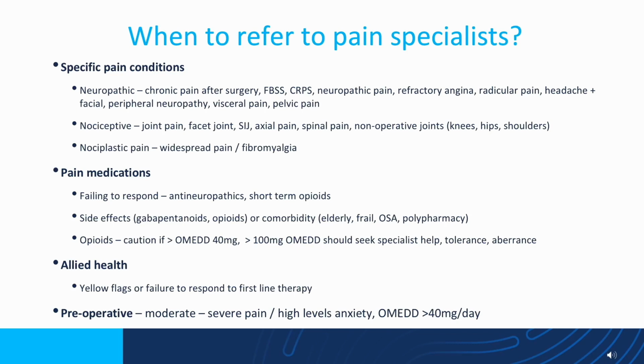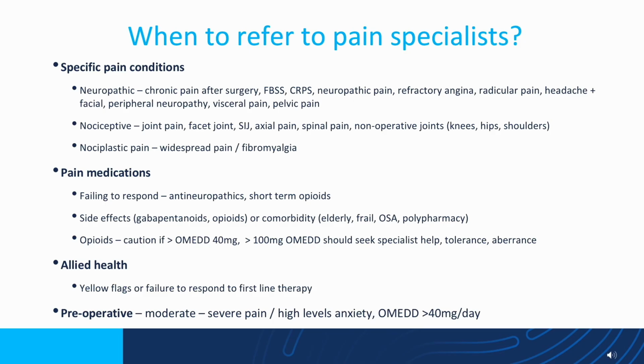Pain medications, you're going to start patients on pain medication, we'll discuss at another point, but if they're not responding to first-line therapies, think about a pain specialist. If they're getting side effects from medications, think about a pain specialist. If they have significant medical comorbidity, think about a pain specialist. Opioids, big discussion. We'll have it at another point. But caution, think about pain specialists if you're using greater than about 40 milligrams of O meds per day. That's oral morphine equivalents. And almost certainly seek pain specialists if there's aberrant behaviors or the morphine equivalent is touching or more than 100 milligrams a day.